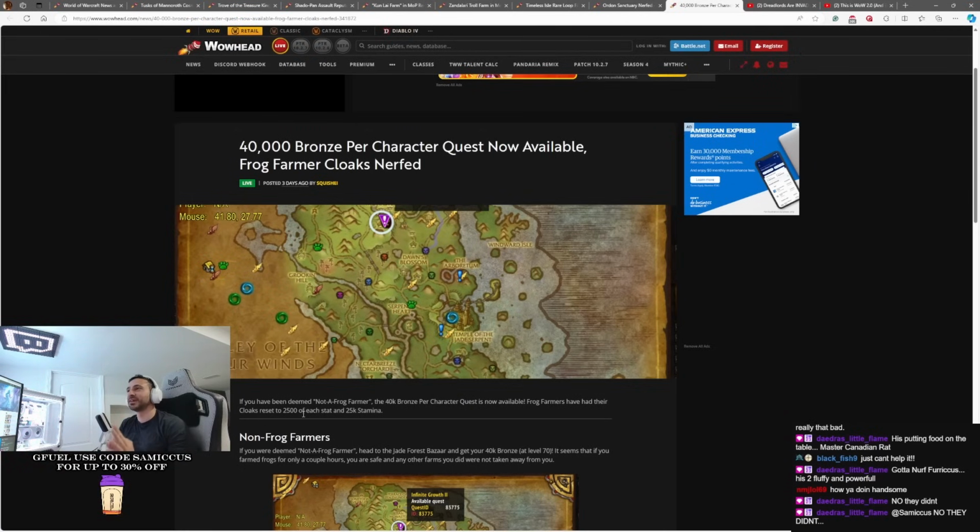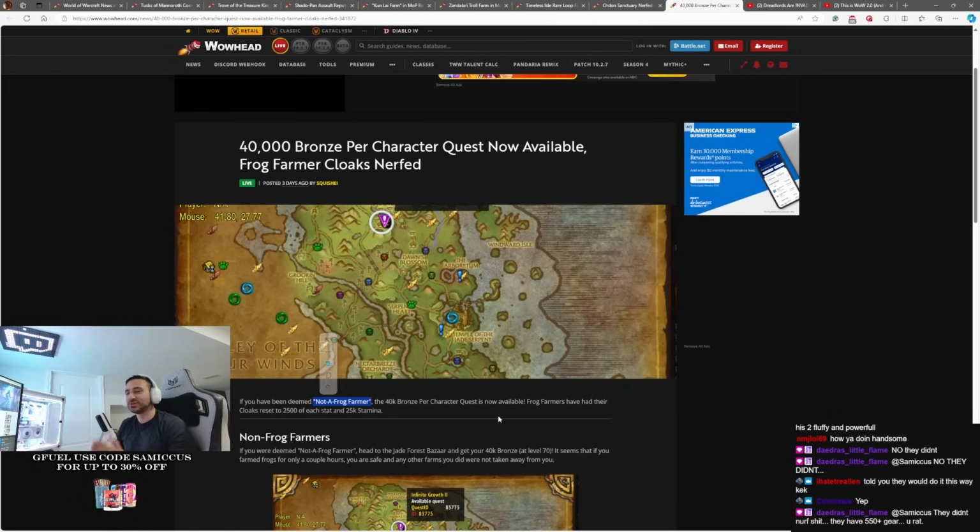Their cloaks have been reset to 2,500 each, right? And they're giving 40k bronze, if you are identified as a non-frog farmer, to the people who didn't do it. They didn't nerf anything. They have 550 plus gear. Well, their cape has been nerfed, and they're trying to give a catch-up to people who didn't do it.